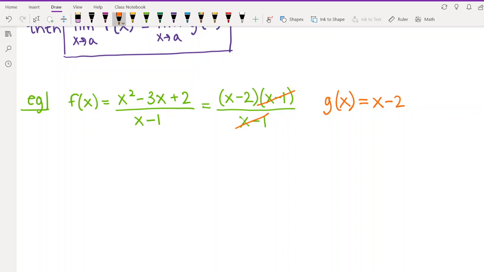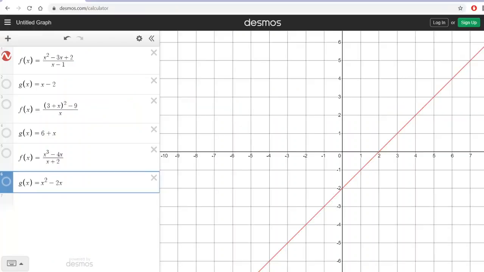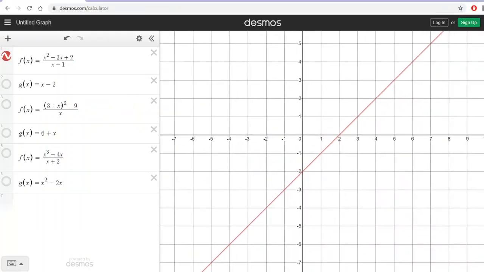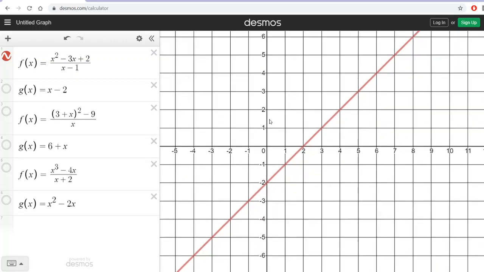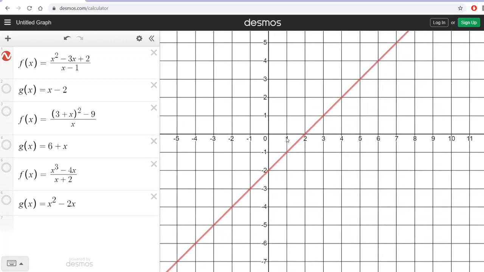So because these two functions, and actually let me pull up the graph right now of these two functions. So right now we have this function, x squared minus 3x plus 2 over x minus 1. And if I scroll to 1, notice that it says it's undefined at 1, as a hole in the graph at 1. And that's because of that denominator, right? That denominator makes this function undefined at 1.